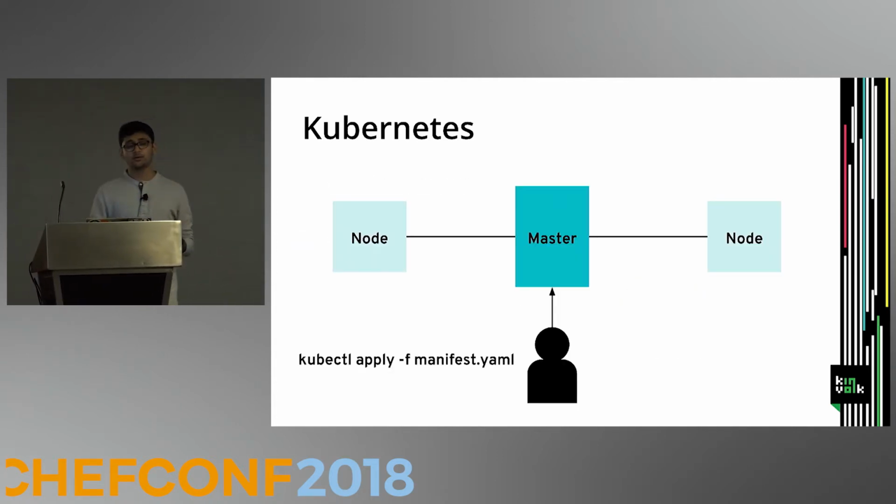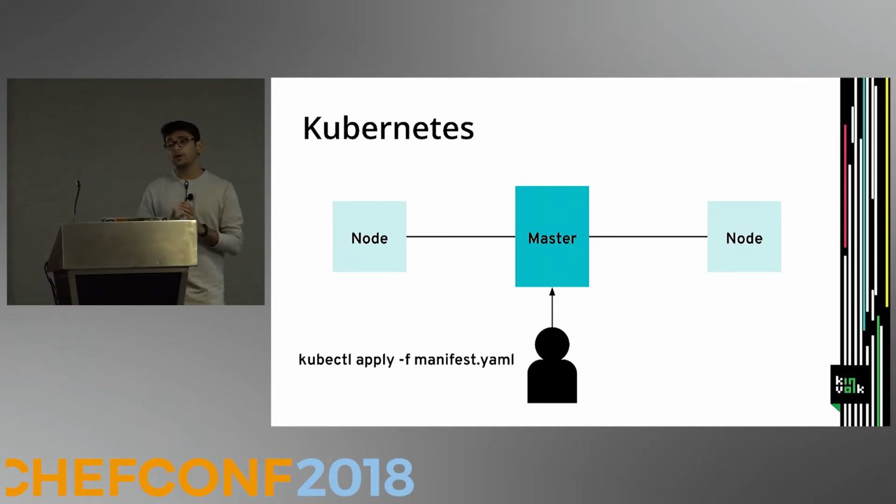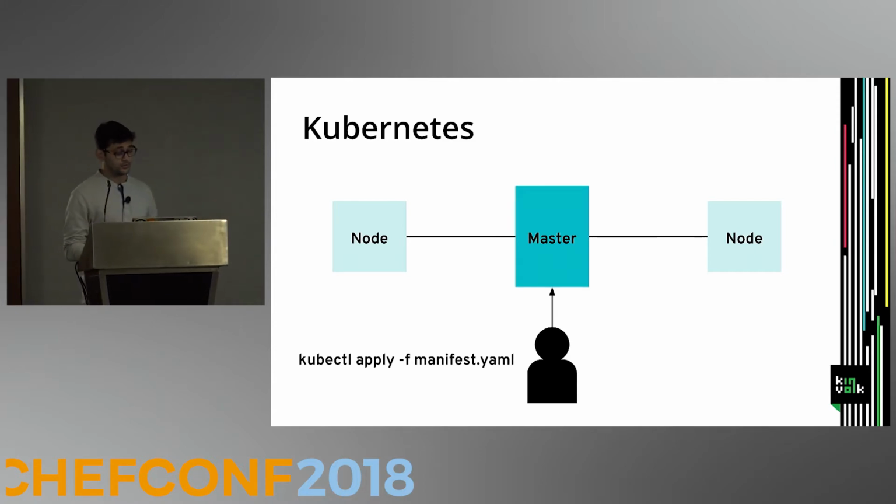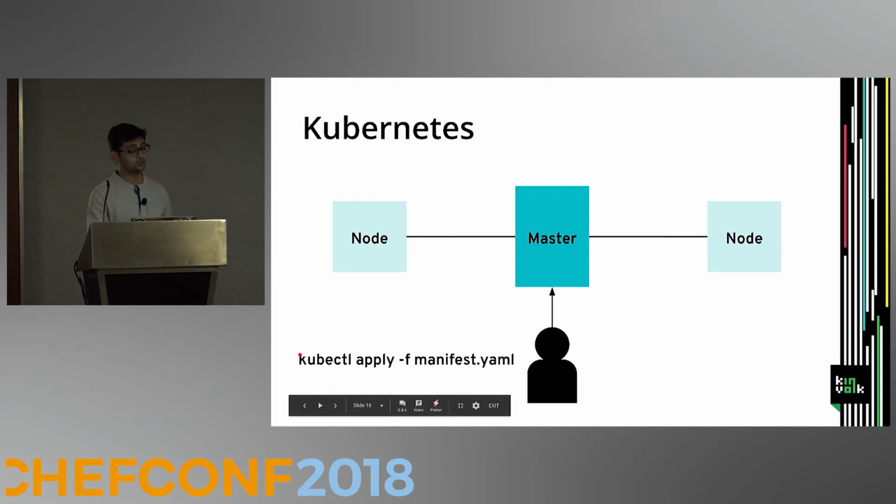A very minimal Kubernetes cluster might look something like this, where you have 3 nodes, and one of them is the master node, and the others are the worker nodes. The master node is your point of contact for you, all of us, who are the user. And to use Kubernetes and talk to the master node, we use this command line tool called kubectl, and we tell Kubernetes to apply the changes in a manifest.yaml file.